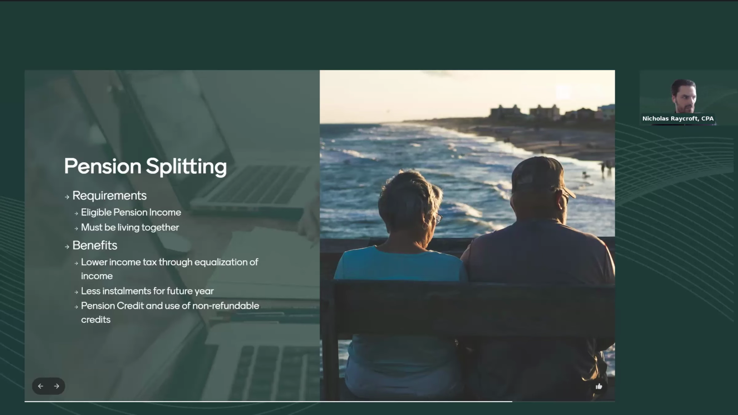A couple other benefits of pension splitting is that it will potentially help reduce installments for next year. As Jacob mentioned, if you owe tax over $3,000 in the current year, you're required to pay installments for the following year. And so if one spouse has an installment requirement based on $5,000 and the other only owes $1,000, and after pension splitting they can both get under that $3,000 threshold, well, that helps eliminate the need to make installments for the following year.